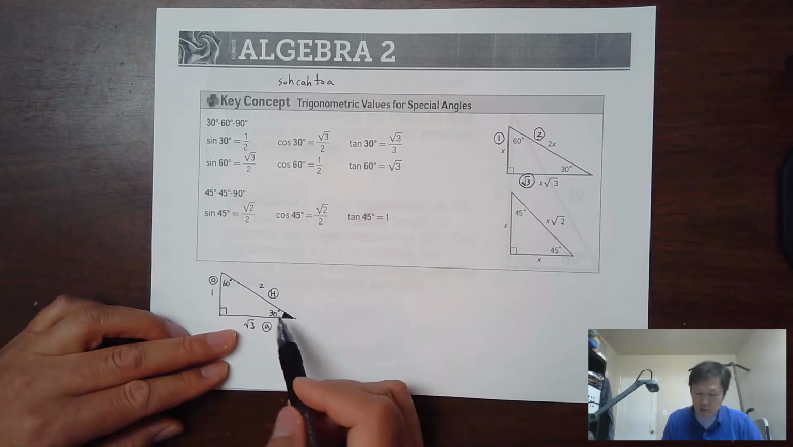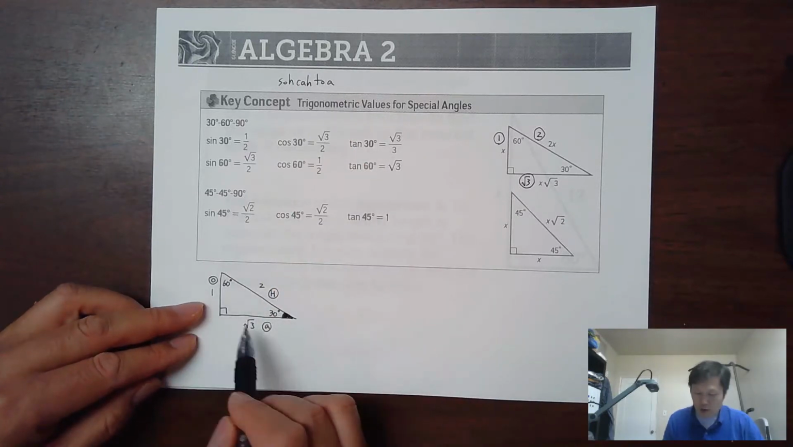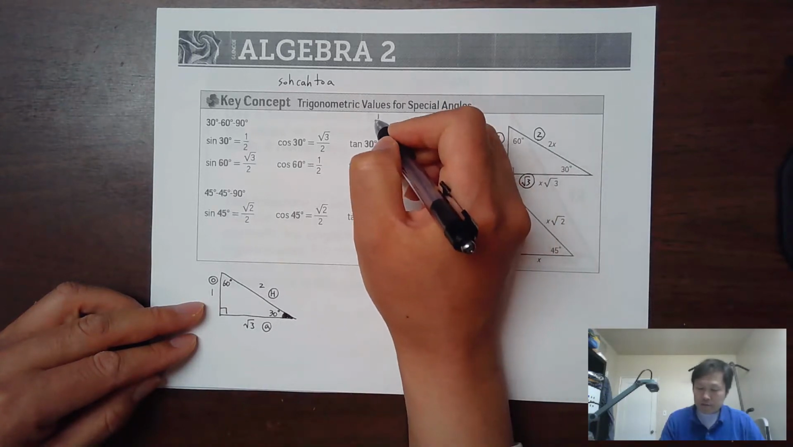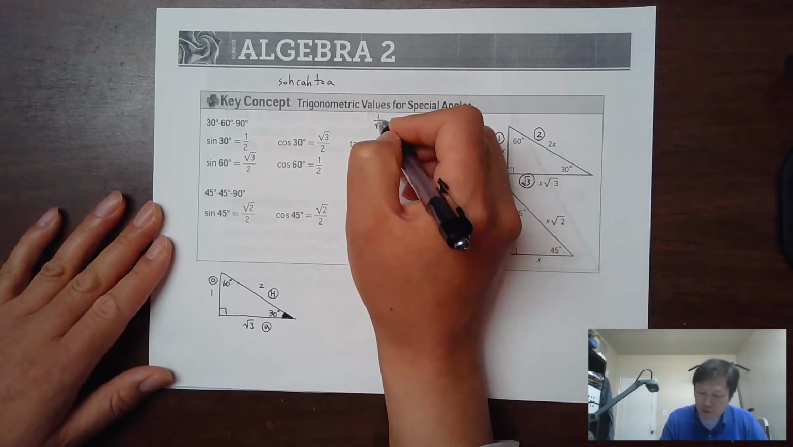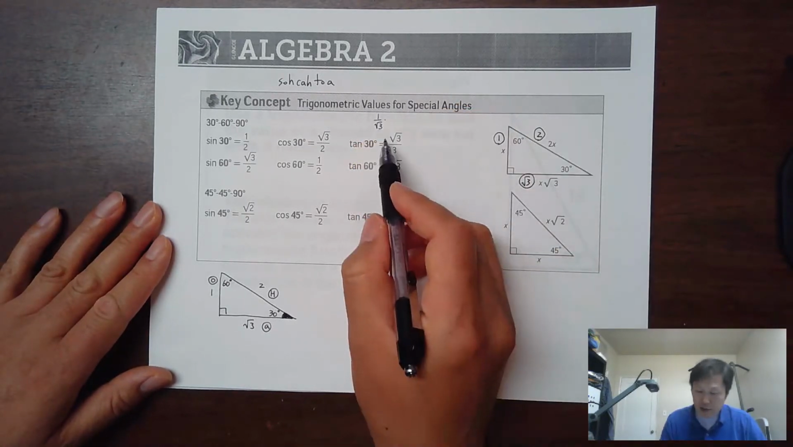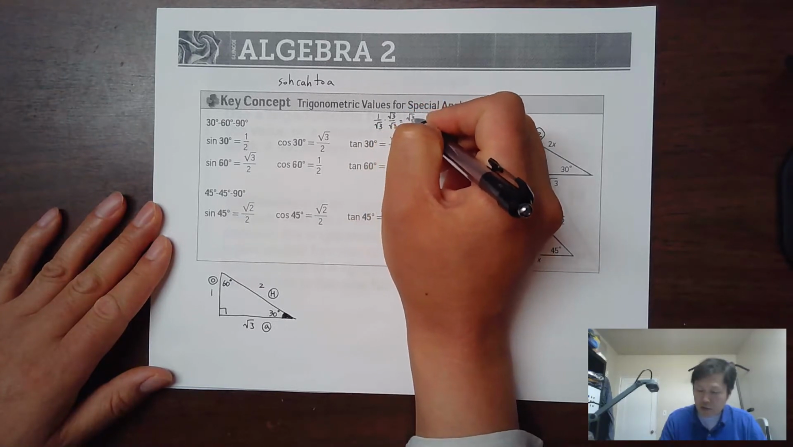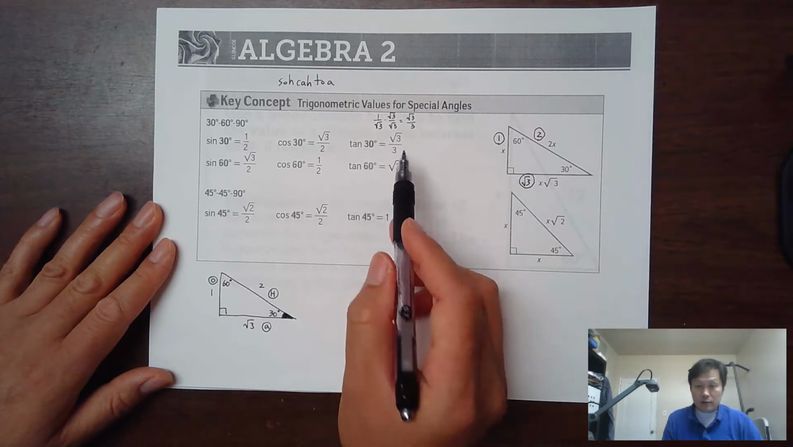Tangent 30 degrees is opposite over adjacent, which is 1 over square root 3. If you rationalize the denominator by multiplying by square root 3 over square root 3, it becomes square root 3 over 3. That's how we got this tangent 30 degrees.